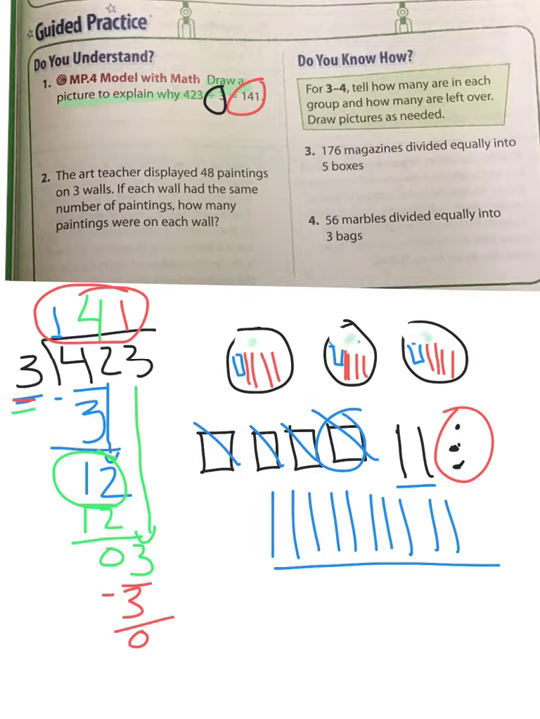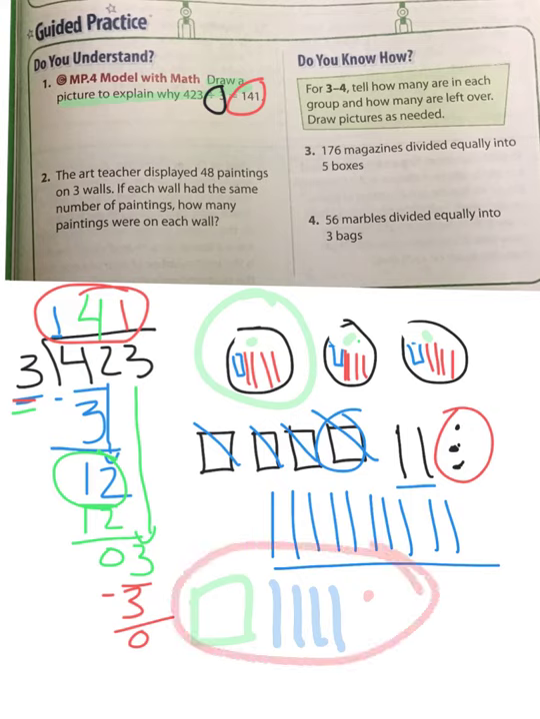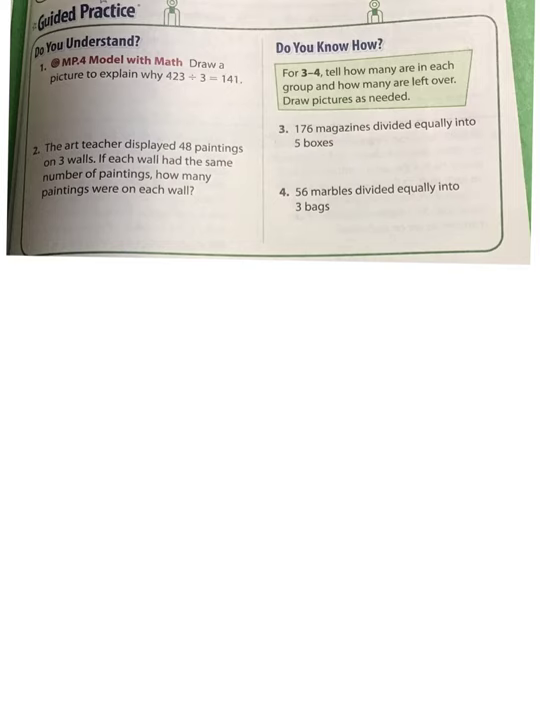So now if I count up how many are in each group, I would have 100, 4 tens, and 1 one. So in each group, we have 141. There was so much work on the last page that I had to split this problem onto 2 different pages.